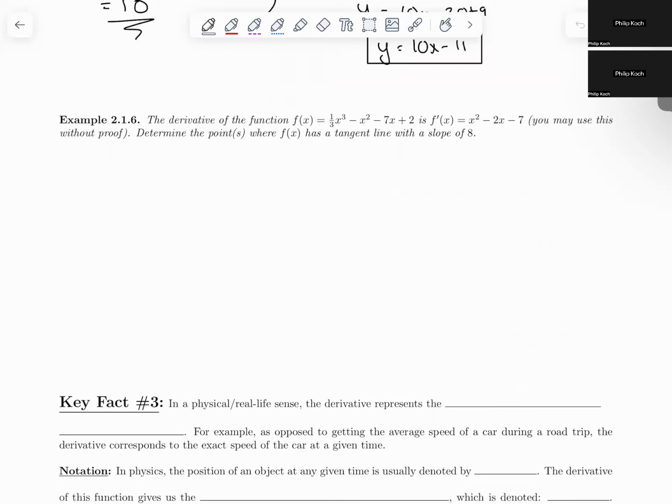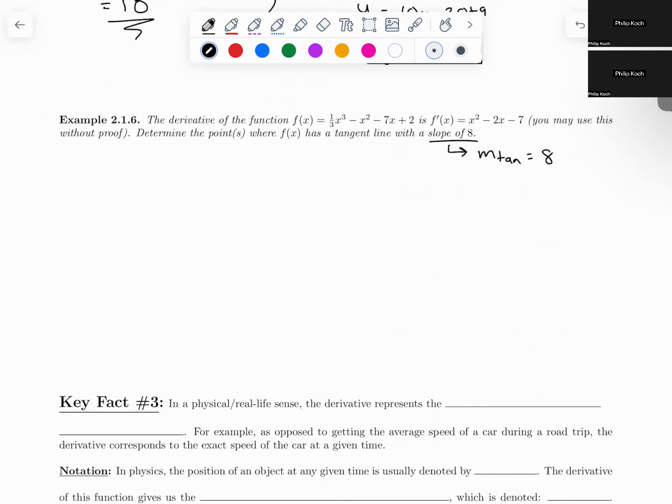So we're just going to use that as a fact and determine the points where f of x has a tangent line with a slope of 8. Okay, we've never done this before, but when it comes to that type of a problem, if you've never done it before, appeal to what you know, write down what you know. So we know that we need a slope of 8. That means that m sub tan needs to equal 8.